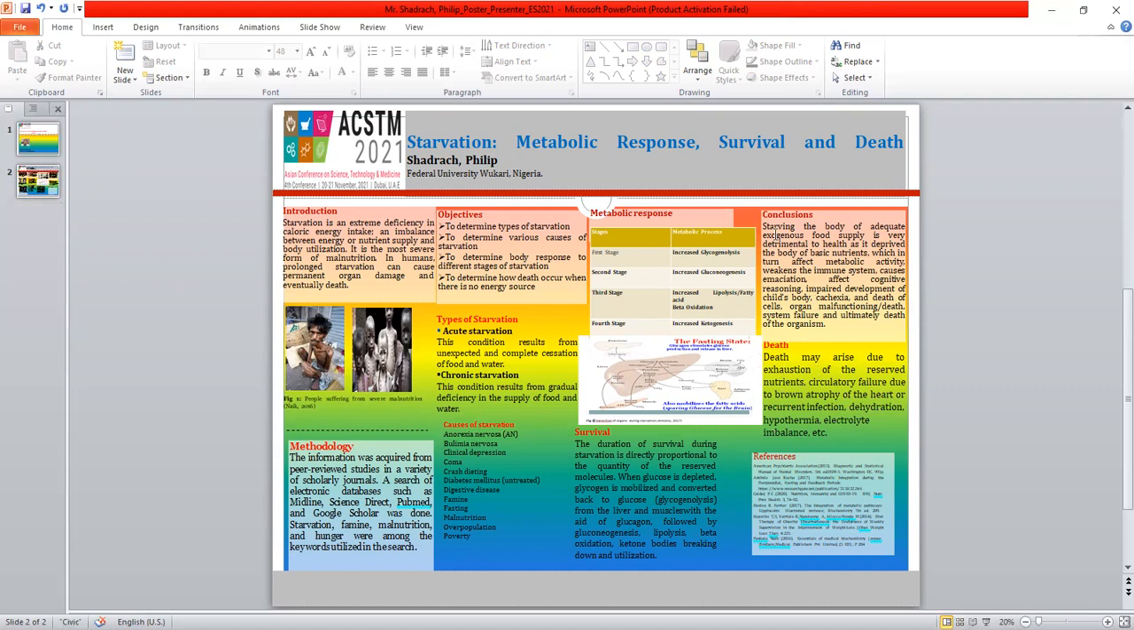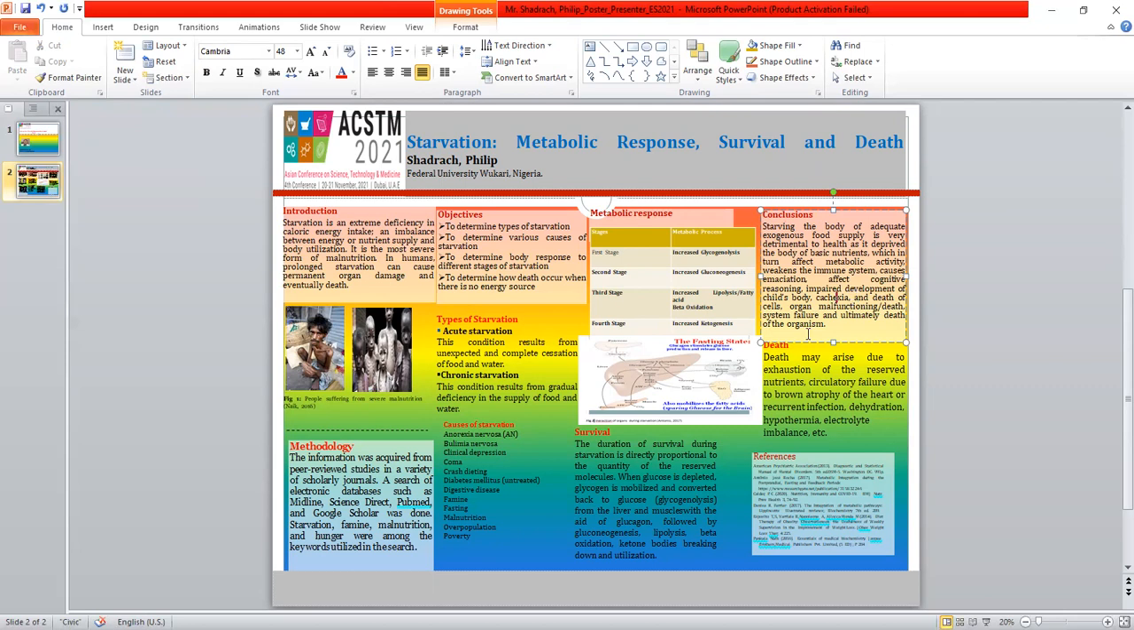In conclusion, starving the body of adequate exogenous food supply is very detrimental to health, as it deprives the body of basic nutrients, which in turn affects metabolic activity, weakens the immune system, causes emaciation, affects cognitive reasoning, impairs development of a child's body, and causes cachexia, death of cells, organ malfunction, system failure, and ultimately death of the organism.